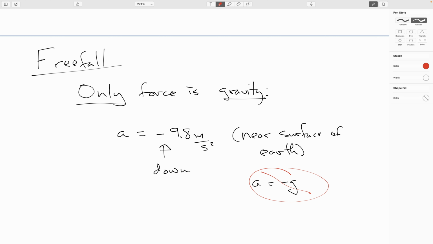You go even higher, say to the altitude of where a lot of communication satellites are located, and you drop an object from there, the acceleration would be 0.223 meters per second squared. So the main thing here is that this value of the acceleration actually changes with altitude. So I want you to be aware of that as well.